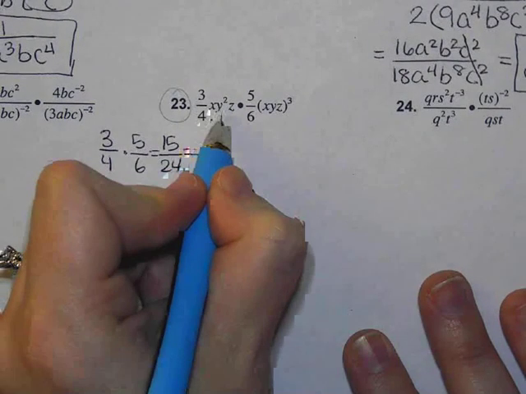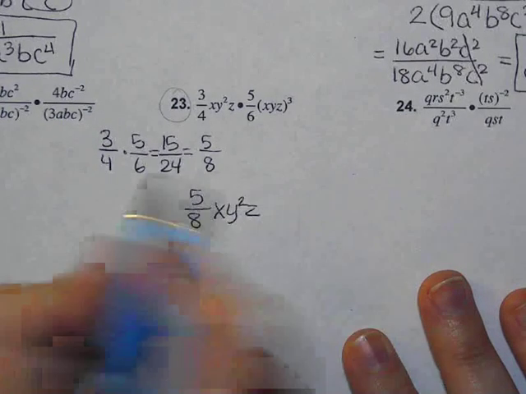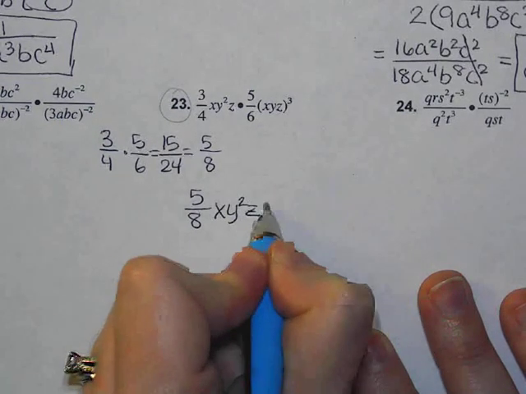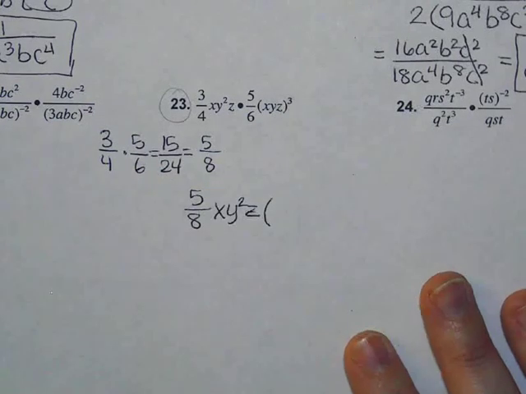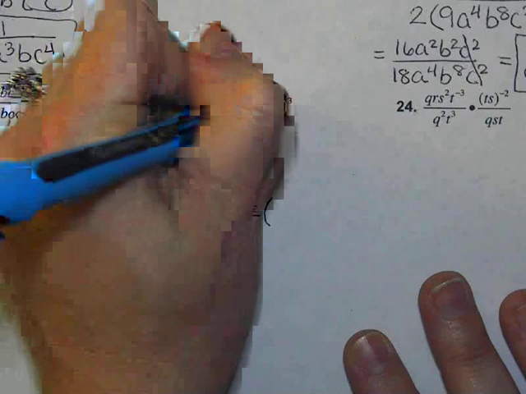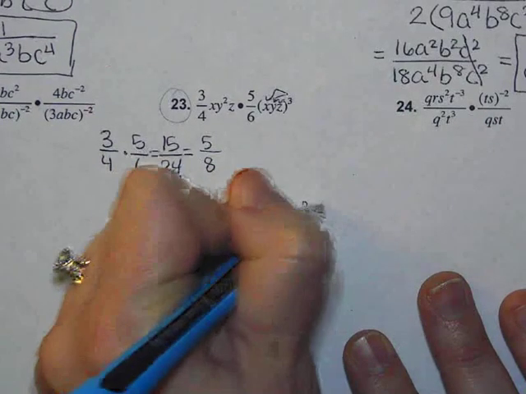Now we have x, y squared, z times x, y, z to the 3rd. Now I need to distribute that cubed. So this would be x cubed, y cubed, and z cubed.